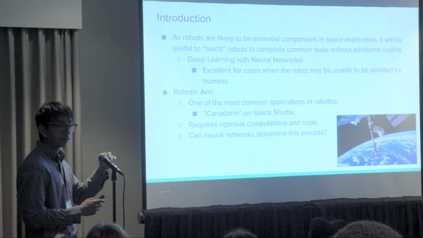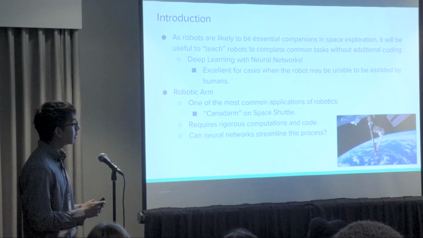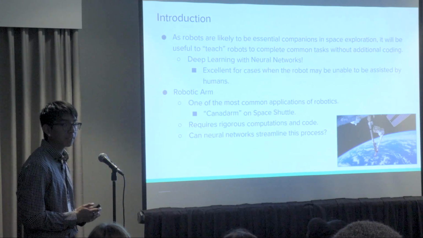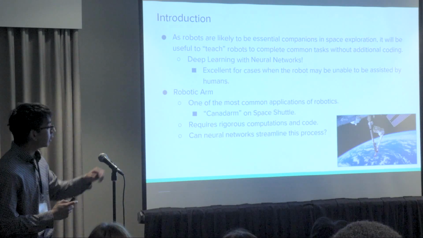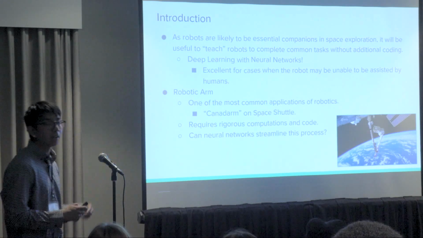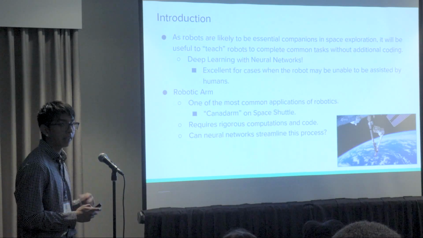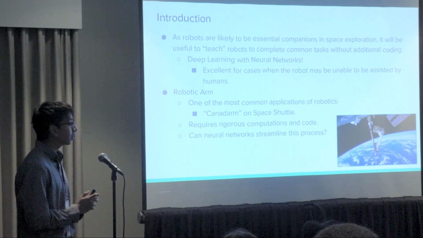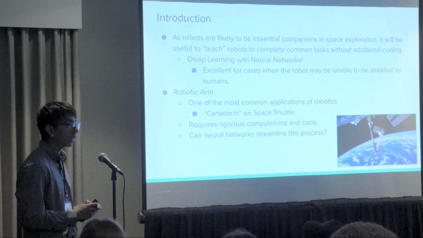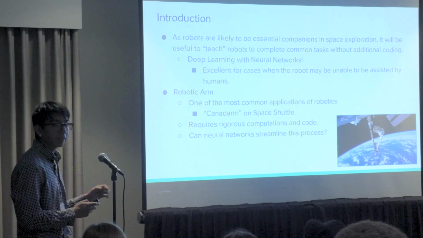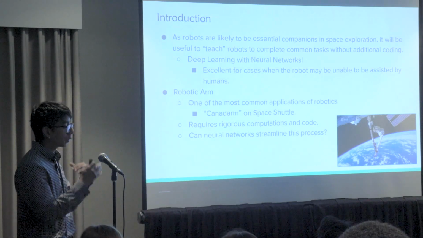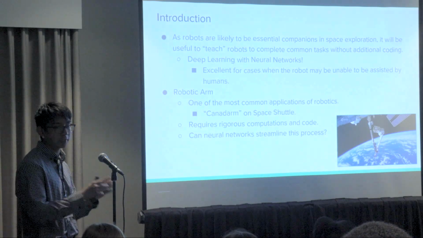Right now, coding for these arms is very extensive because they use a process called inverse kinematics. Especially as you get more linkages in your arm, calculating these inverse kinematic results becomes very demanding and time consuming. So with this project, we're trying to see if this can be completely streamlined by using neural networks to create a mapping between the solution and the position.